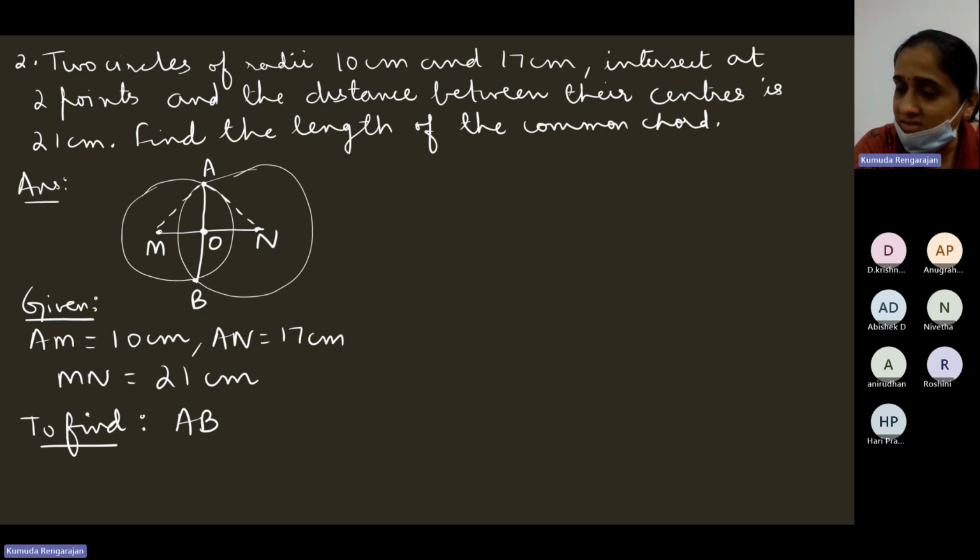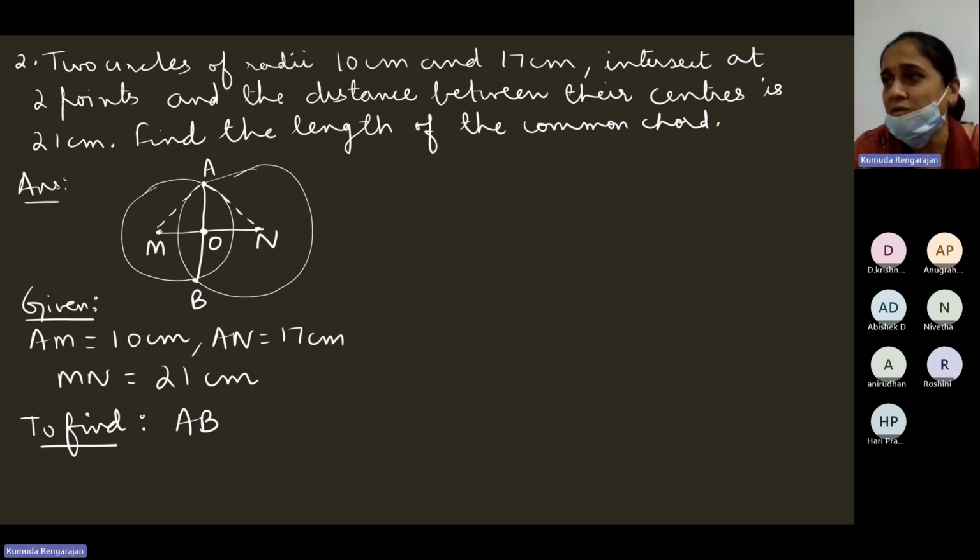The center of the first circle is M. The center of the second circle is N. And the distance between the centers is represented by the line segment MN. MN represents the distance between the centers of the two circles. AM is the radius of the first circle. AN, center to any point on the circumference, is the radius. So MA, radius of the first circle. NA, radius of the second circle. If you join MB, radius of the first circle. NB, radius of the second circle.